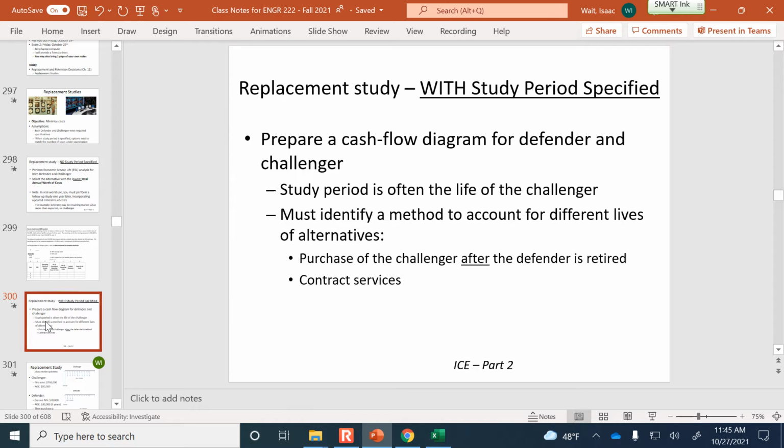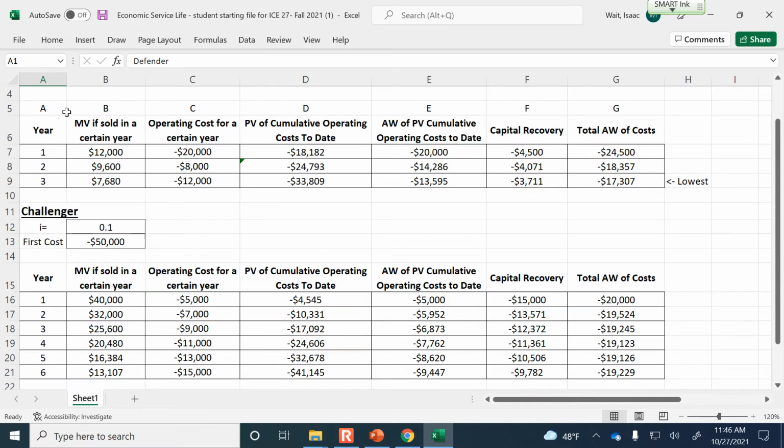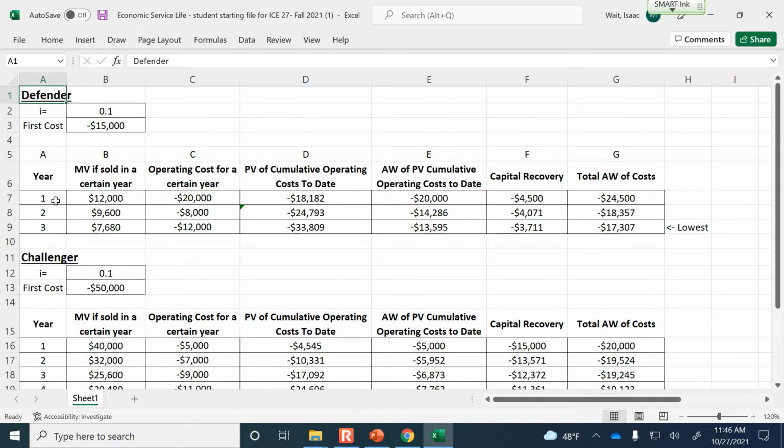All right, now what about if a study period is specified? We've just got 5 minutes remaining, so rather than having you calculate the second part of the in-class exercise, I'd just like to explain an overview of what the process is. If you know that you have to cover some certain number of years with whatever equipment you own, let's say that you know you have to at least have 6 years of coverage, then this option, the Defender, doesn't work across a 6-year horizon. So what you'd have to do, if you know there's a fixed study period, is find a substitute for what to do in year 4, 5, and 6.